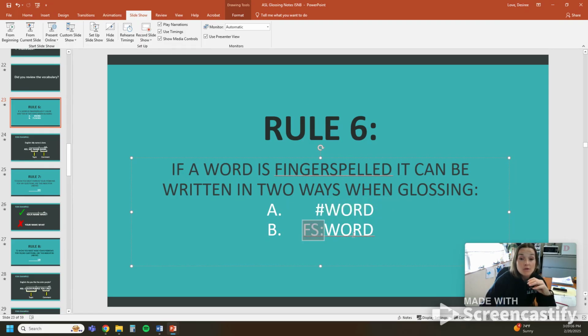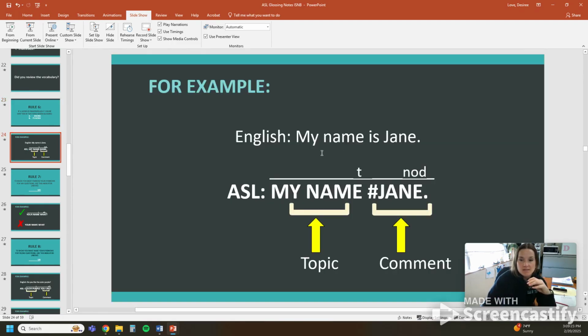So for example, if you were fingerspelling the name Taco Bell, you would have to put the pound sign in front of taco as well as bell. And so that tells you when you're looking at a sentence in ASL Gloss that it is going to be spelled out and there's not a sign for it. So the example here is this. My name is Jane, right? We know that the topic is my name. And then the thing we're fingerspelling is Jane, right? Because that's somebody's name. So that pound sign goes right there in the front. And that's what we're going to remember for fingerspelling.